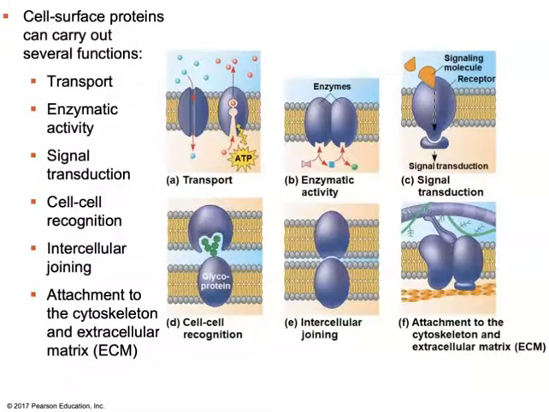Cell surface proteins can carry out several functions, including transport of molecules across the membrane, enzymatic activity to speed up biochemical reactions, signal transduction to catalyze an intracellular response to an extracellular stimulus, cell-cell recognition for immunological responses, intercellular joining for stability and structure, and attachment to the cytoskeleton and the extracellular matrix, or ECM.